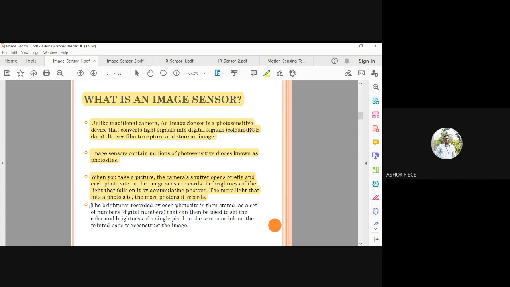The brightness recorded by each photosite is stored as a set of numbers. It will record the number of photons, but how will you quantify the photons? By the colors R, G, and B, and each one can take values from 0 to 255. That can be used to set the color and brightness of a single pixel on the screen, or ink on the printed page, to reconstruct the image. I told you each sensor is given the name pixel. Pixel means picture element. It has the capability to estimate the amount of light falling on it and store the same thing in a digital fashion.